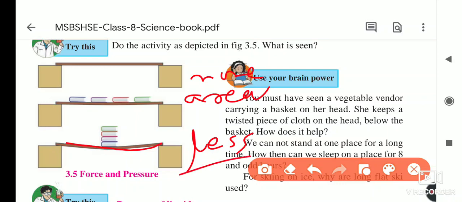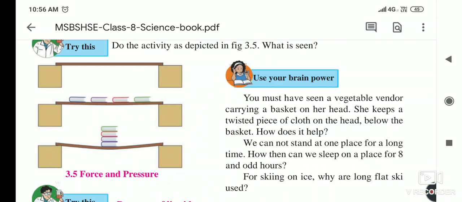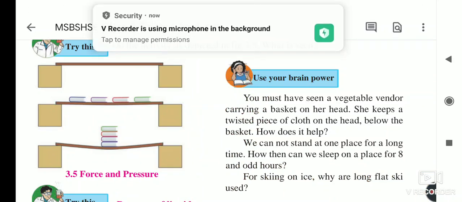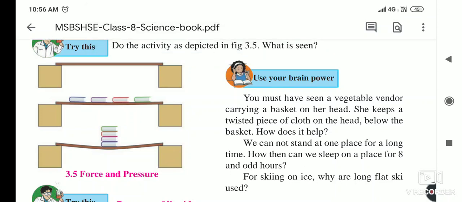Why does this happen? Because the less the area, the more pressure is applied. So more pressure is applied due to this weight, and that's why the plank is bent in between. But in the first picture the equal weight is there, but it is distributed in some places, so we used more area, and that's why the plank is horizontally straight. Okay, so in this way we can say that the more the area, the less pressure is applied, and the less the area, the more pressure is applied.